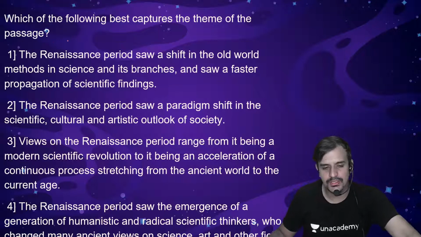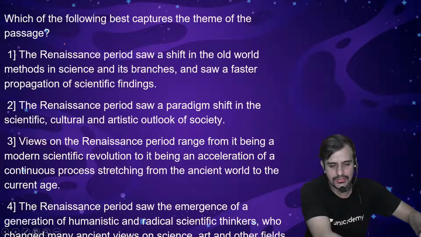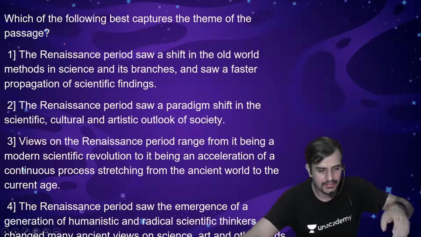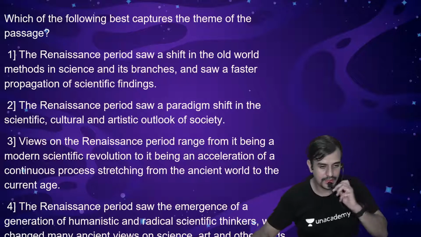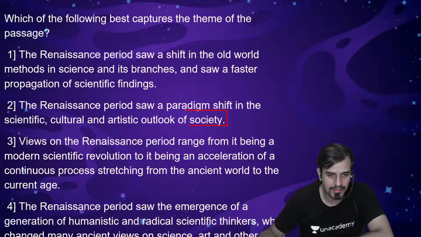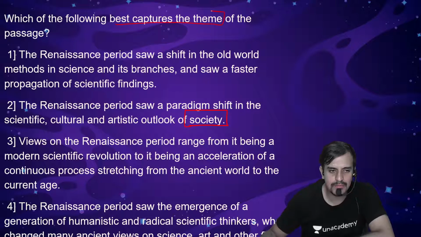The Renaissance period saw a shift in the old world methods in science and its branches and saw a faster propagation of scientific findings. Done. The Renaissance period saw a paradigm shift in the scientific, culture, and artistic outlook of the society. Okay. Look over here. What are we talking about? We are talking about society over here in this particular option. Okay. Best captures the theme of the passage.